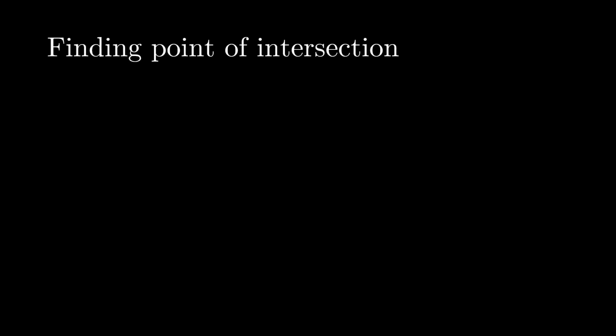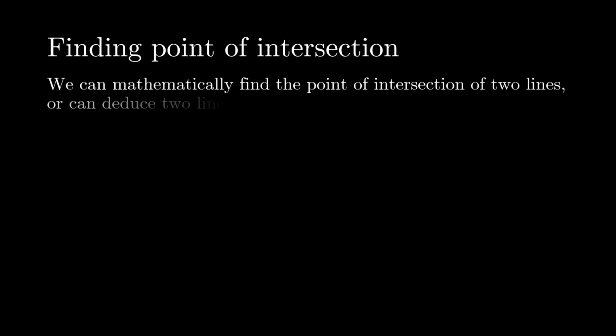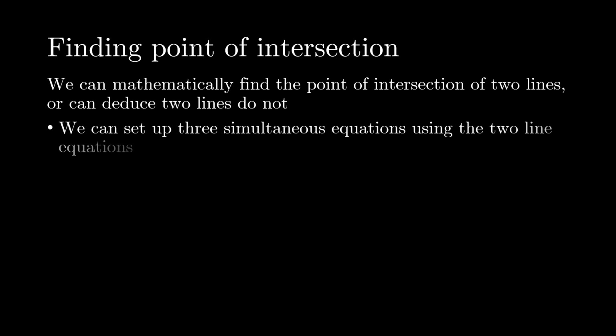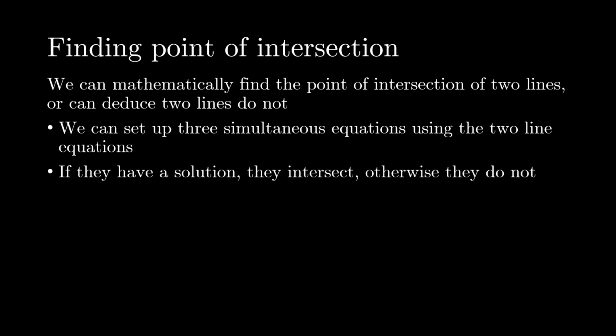Now let's discuss finding the point of intersection mathematically. We can mathematically find the point of intersection between two lines, or if we do not find a solution, deduce that two lines do not intersect. So we can set up three simultaneous equations. You might realize that these will likely be of the separate components, so the x and y and z components of the lines. So these will make three simultaneous equations. And we do this using the two line equations. If they have a solution, they will intersect.